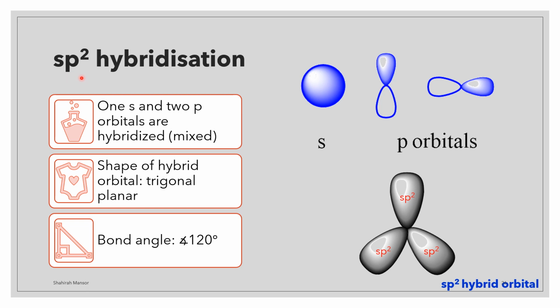In sp2 hybridization, it involves the mixing of 1s and 2p orbitals. The 1s orbital mixes with 2p orbitals to produce these hybrid orbitals. So the hybrid orbital that has 3 lobes, we call it the sp2 hybrid orbital. And what is the shape of this hybrid orbital? The shape is trigonal planar. So if it is trigonal planar, then the bond angle will be 120. So the bond angle between these hybrid orbitals is 120, the same as the bond angle in trigonal planar.